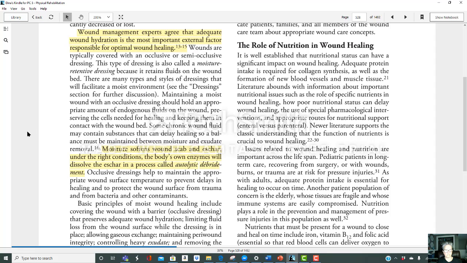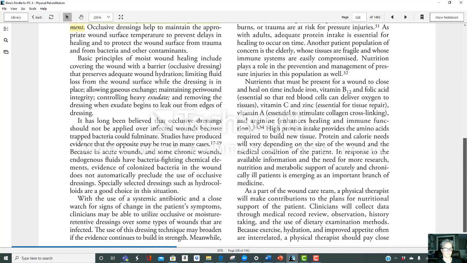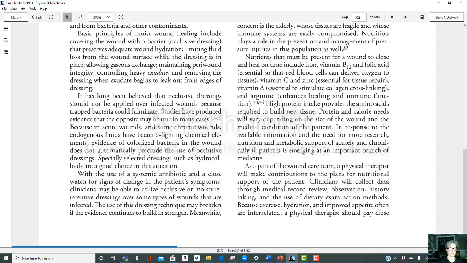Basic principles of moist wound healing include covering the wound with a barrier, occlusive dressing that preserves adequate wound hydration, limiting fluid loss from the wound surface while the dressing is in place, allowing gaseous exchange, maintaining peri-wound integrity, controlling heavy exudate, and removing the dressing when exudate begins to leak out from edges of dressing.